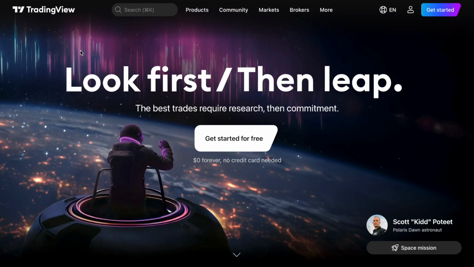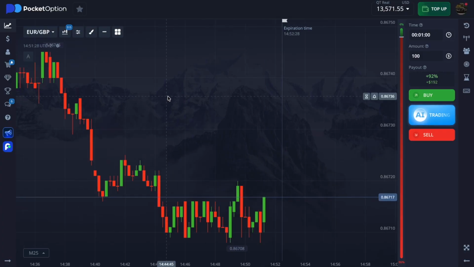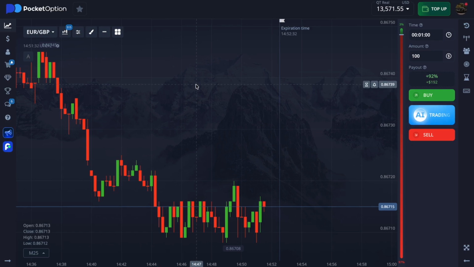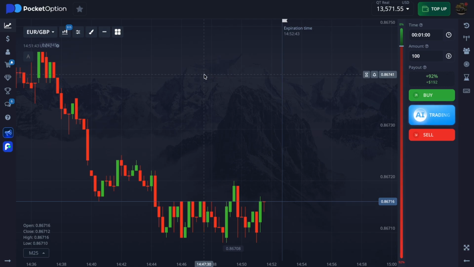Now, I'm switching to the second website. This is the broker's site. I've already logged into my account here and opened the trading terminal. And I start by setting up all the parameters. I open 1 minute trades, so here I set 1 minute. I open trades for $100, so here I set accordingly $100. And then I choose the chart I will be working with.